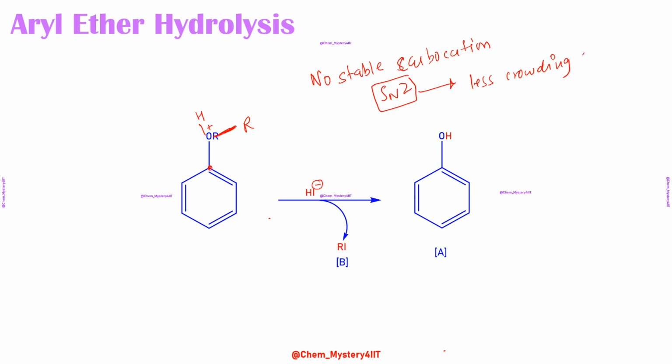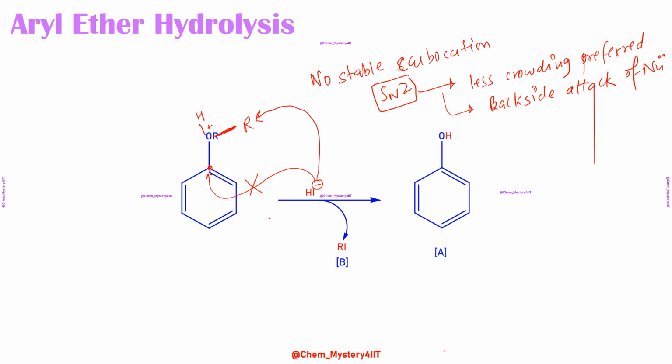Less steric crowding is preferred. And not just less steric crowding, there is also an important signature step in this, that is backside attack of the nucleophile. So the backside attack of nucleophile is not possible over here. This attack is simply not possible. Iodide has the only possibility that this can attack onto the alkyl group R, and then this bond should be broken. So the phenolic group is going to be the leaving group.